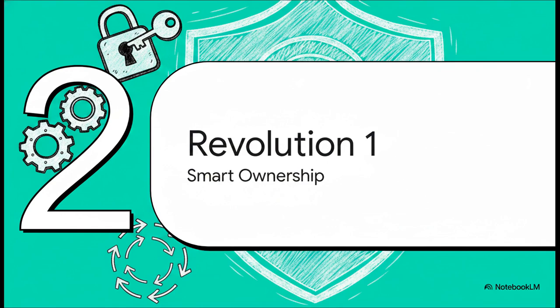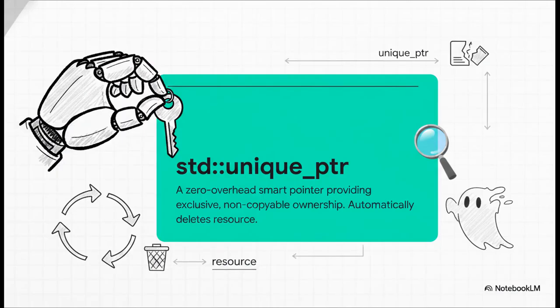So how do we fight back against this chaos? Well, the first big revolution is a concept I like to call smart ownership. The whole idea is simple. What if we let the language itself manage the resources for us, automatically and safely? Meet your new best friend, std::unique_ptr. Seriously, the name tells you everything you need to know. It represents unique, exclusive ownership. When the unique pointer goes out of scope, poof, the resource it owns is automatically deleted.